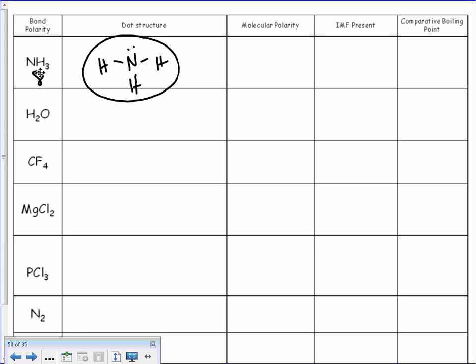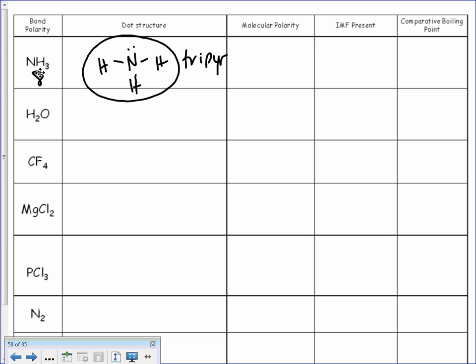Okay, so that one's trigonal pyramidal. If it's a trigonal pyramid, is that going to be polar or non-polar? Okay. Does everybody have a little sheet they can work from to share? Yeah.